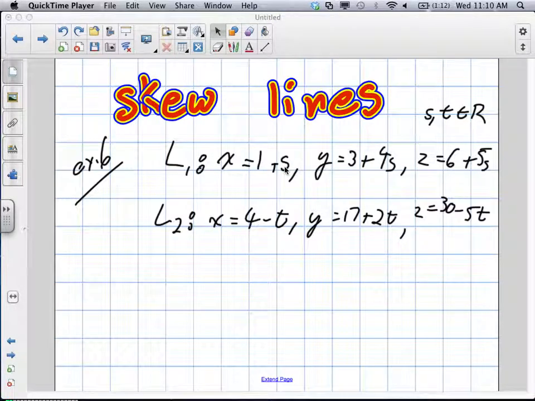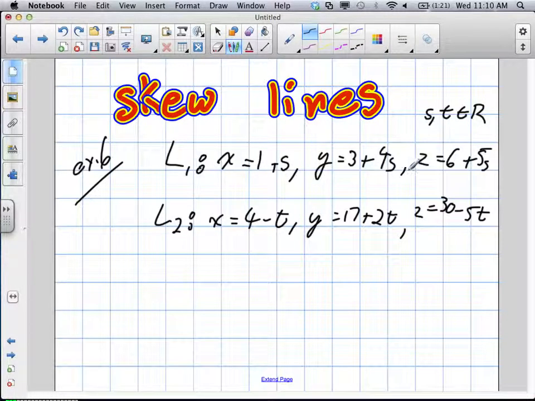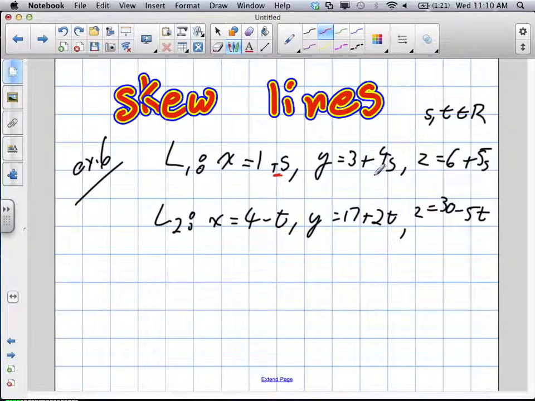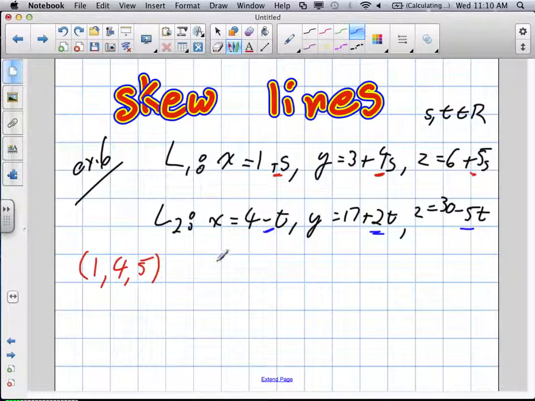Okay, so again, they're asking us to find out where these points intersect. Technically, I need to find out if these are parallel lines. From the parametric form, I'm going to quickly draw the direction vector out of it. The direction vector for line 1 is 1, 4, 5. And our direction vector for line 2 is -1, 2, -5.